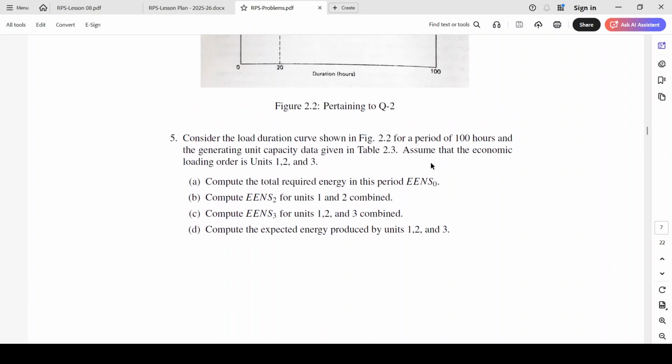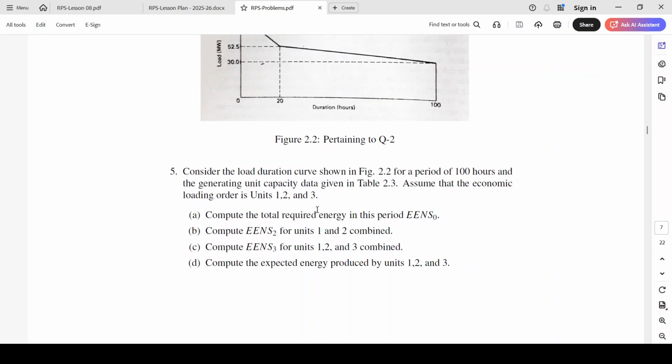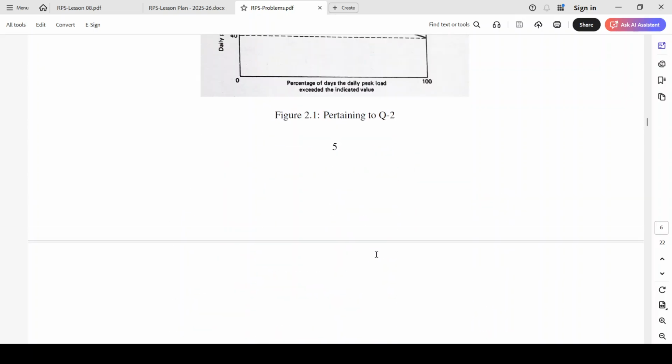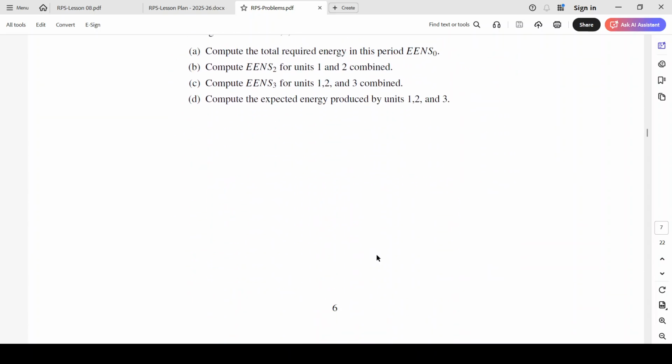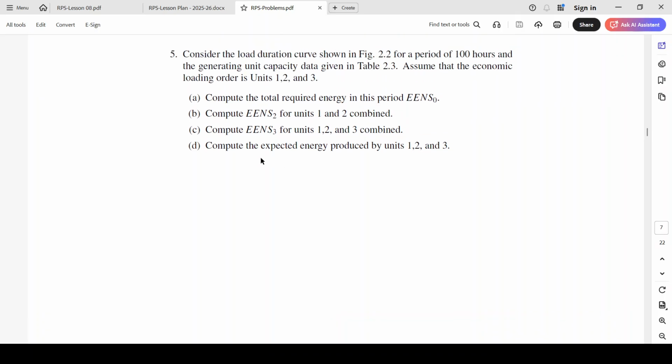Okay, so assume that the economic loading order is unit 1 is first reference, then unit 2, then unit 3. Compute total energy required in this period, ENS 0. Compute ENS 2 for the units 1 and 2 combined. Compute ENS 3 for the units 1, 2 and 3 combined. And compute the expected energy produced by the units 1, 2 and 3.